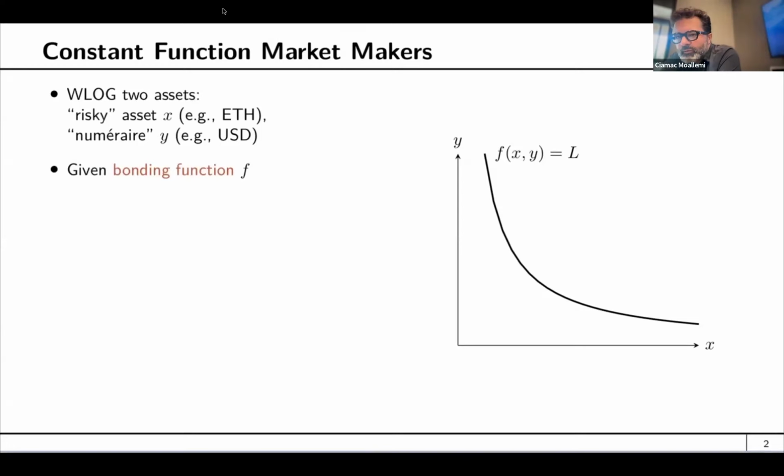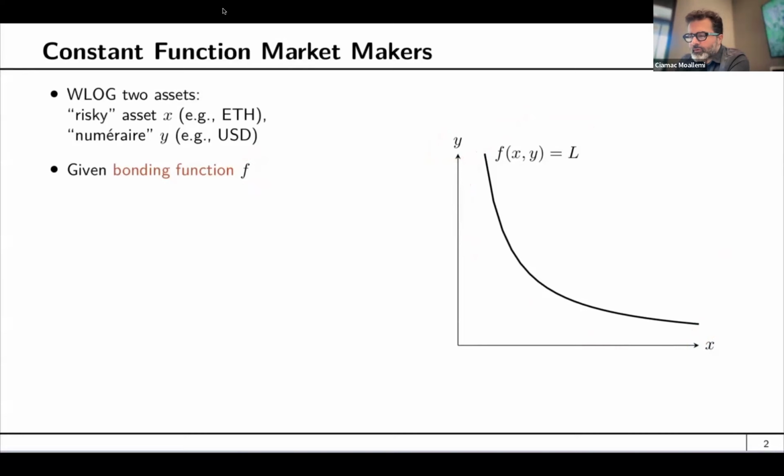So one key part of the definition of a particular instantiation of a constant function market maker is a bonding function. That is a function which we're going to denote by F for the balance of this talk. It is a function of the quantity of reserves of the two assets X and Y. And we're especially going to be interested in level sets of this function, F of X, Y. So again, on the graph, X is the quantity of reserves held by the pool of the risky asset, and Y is that of the cash asset.